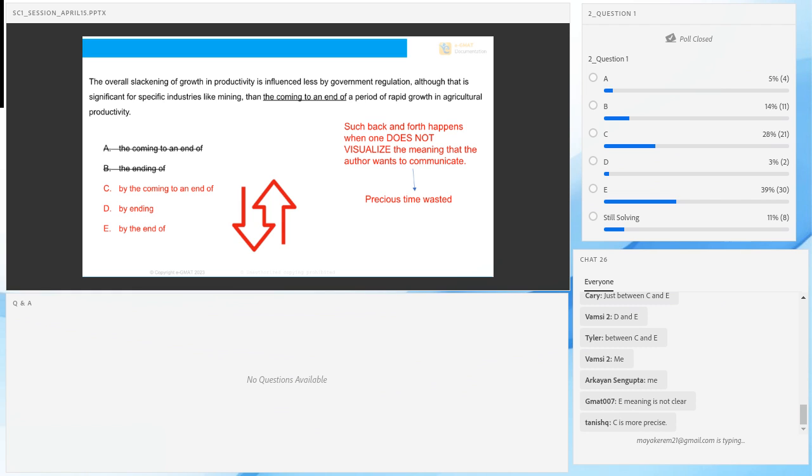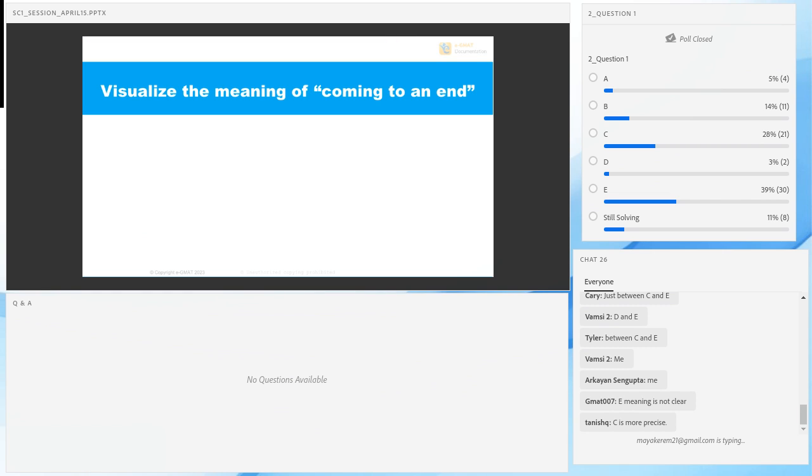Now, let's come to what's going on in this question. The most important thing to answer this question correctly was to visualize the meaning of coming to an end.